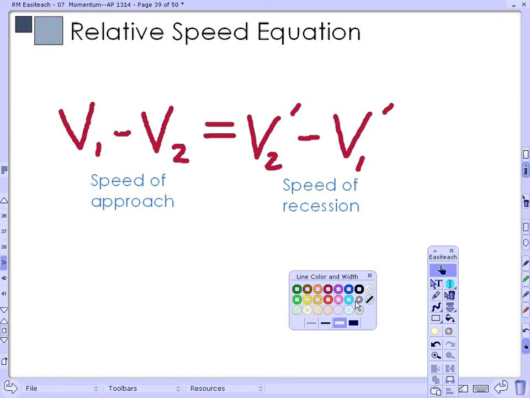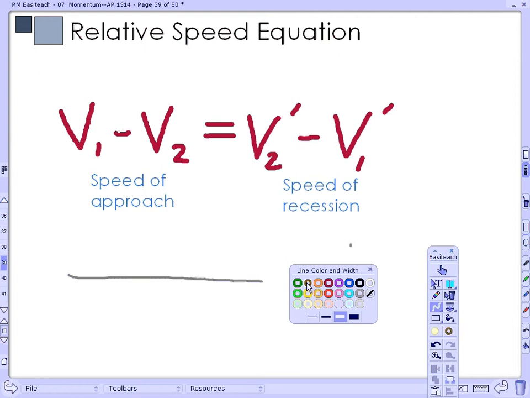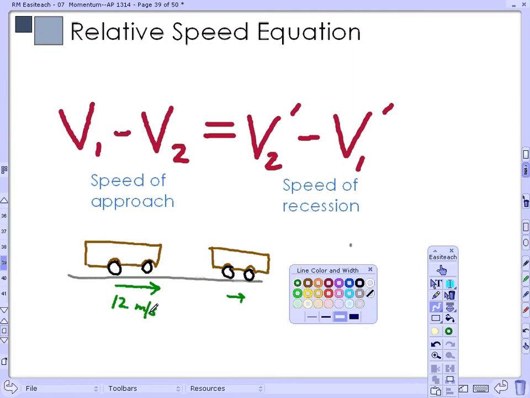Picture two cars going at each other on the road. And if they are approaching each other, or even better, I'm going to make one catching up to the other. This is 12 meters per second. This is 3 meters per second. What is their speed of approach? What is the speed at which they are approaching each other?